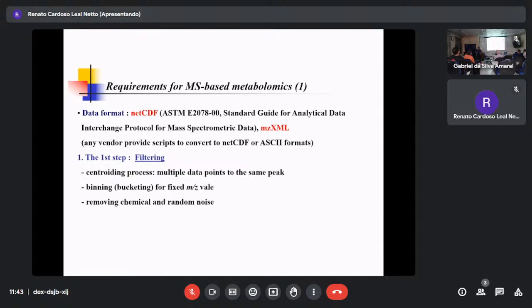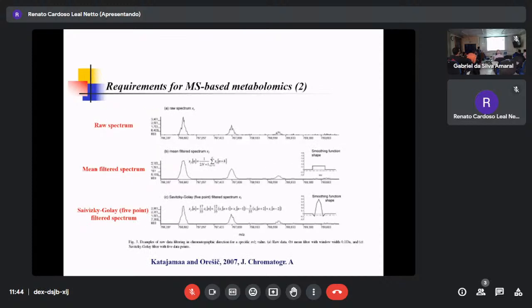Proof of FID basis. And now its first step is filtering, centralized processing, merge data comes to the same thing, and binning to fix them and value, and removing chemical and atoms and noise. Now, here, looks like this one. Raw spectrum always looks like this one. Now, then filter.